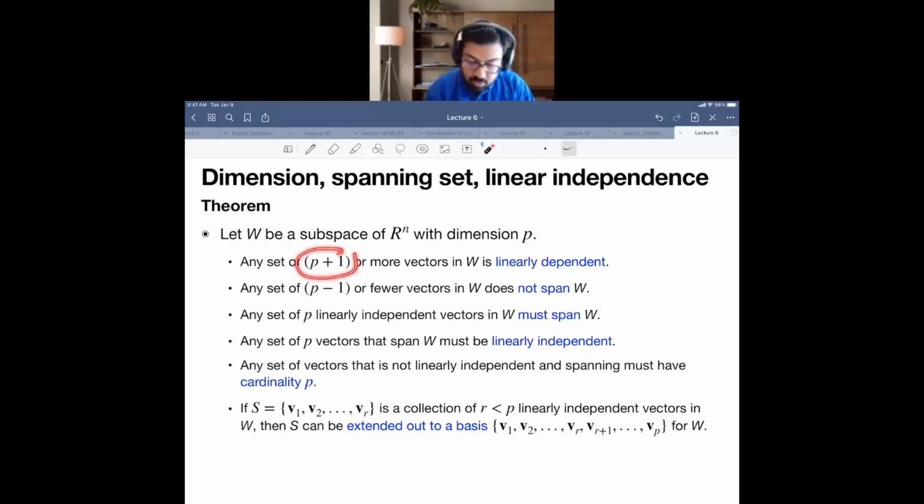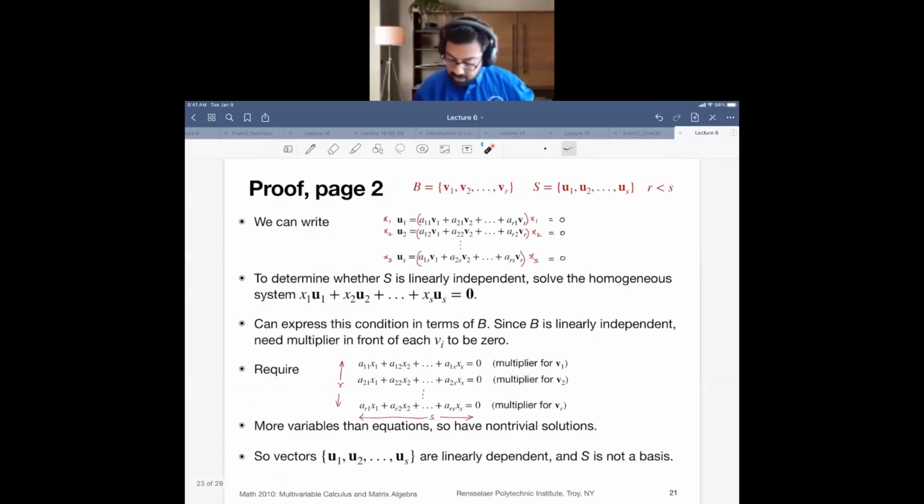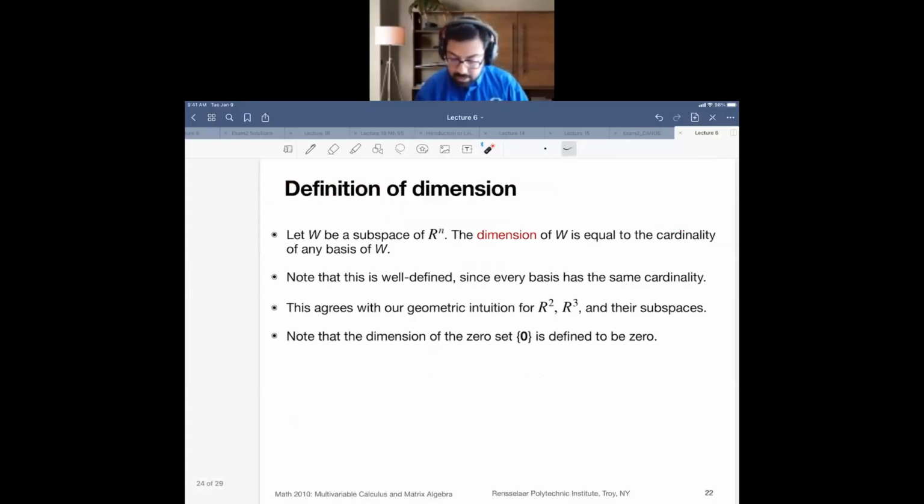If there is a set which has more than P vectors, like we assumed earlier with S vectors, where S was greater than R, then you're going to end up with a set that is linearly dependent. A set with more vectors than the dimension is actually going to give you linear dependence, just as we saw linear dependence with U, because S was more than R.